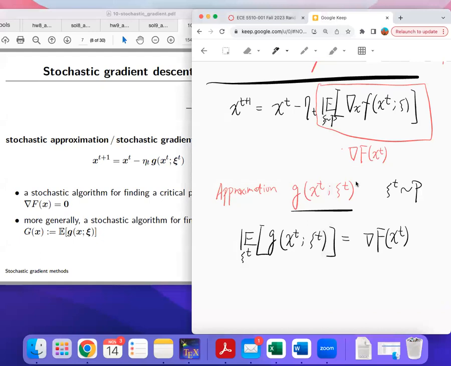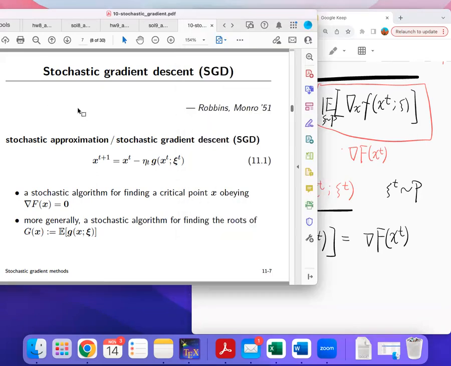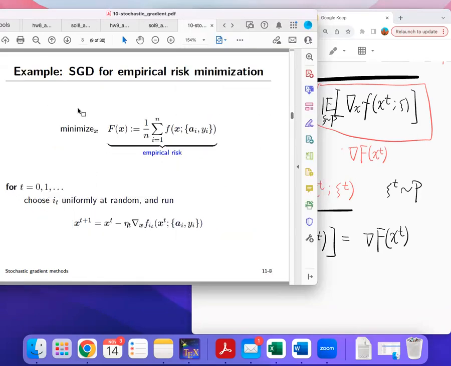So this is the assumption that we adopt for this SGD algorithm. We will use a stochastic gradient whose expectation is the exact gradient. The question is, how do we construct this stochastic gradient in practice? And this can be done in several ways.